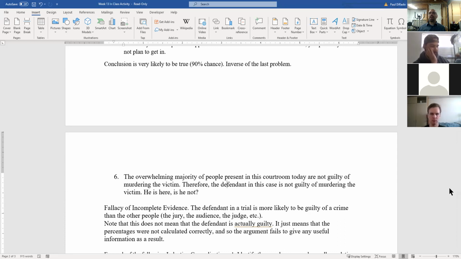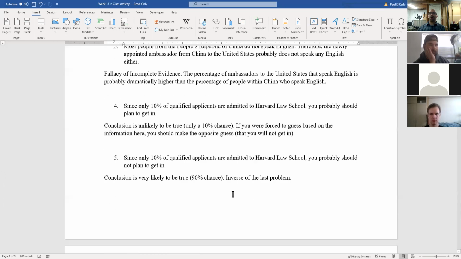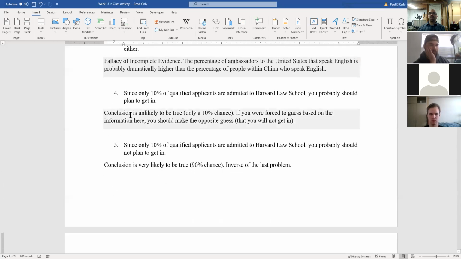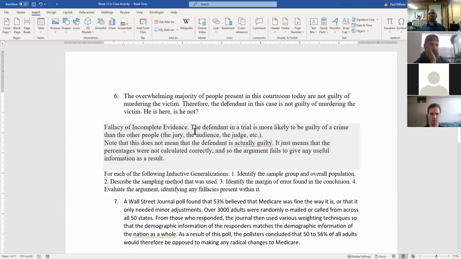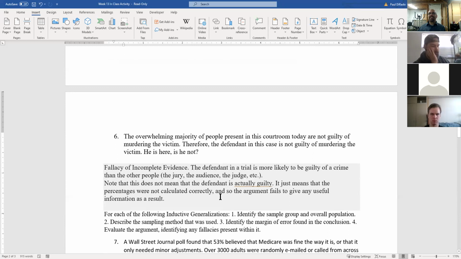Now, note that by saying this argument commits the fallacy of incomplete evidence, we're not saying that therefore the defendant is guilty. Again, that's what was taking place when we said that the previous argument was kind of a bad argument. The correct conclusion would be the opposite, right? That's not what we're saying in this case. We're saying that this argument is meaningless or useless because it didn't calculate its percent correctly. The defendant is not the average person, and so what's true of the average person in the courtroom is meaningless to figuring out how likely it is that the defendant is or is not guilty.